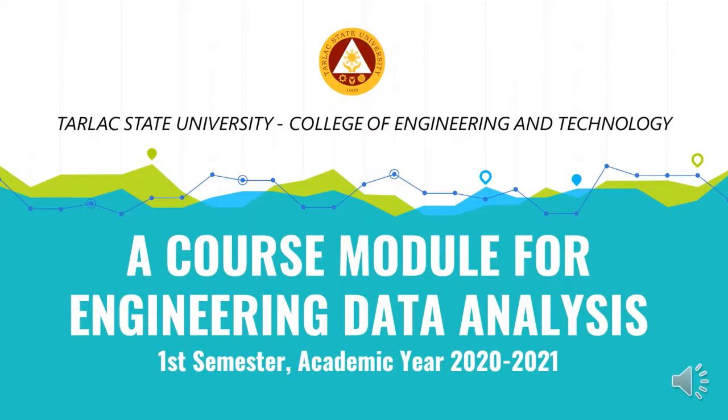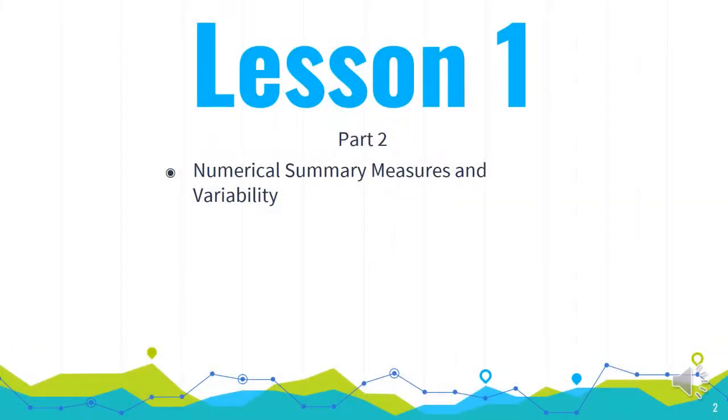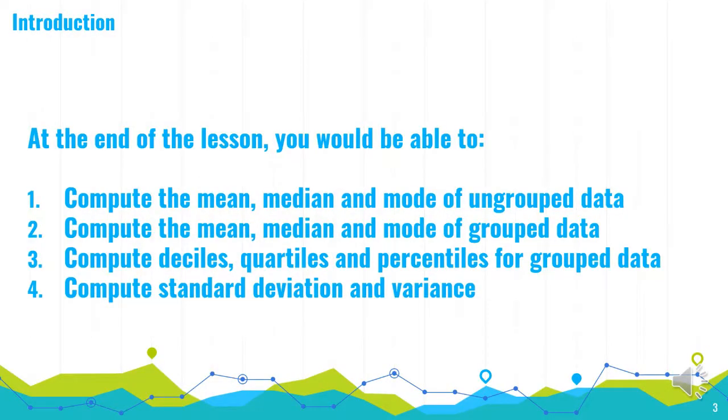Okay, so for our next lesson, we are going to discuss part 2 of lesson 1, which is numerical summary measures and variability. At the end of the lesson, you should be able to compute the mean, median, and mode for ungrouped and grouped data, compute deciles, quartiles, and percentiles for grouped data, and the standard deviation and variance.